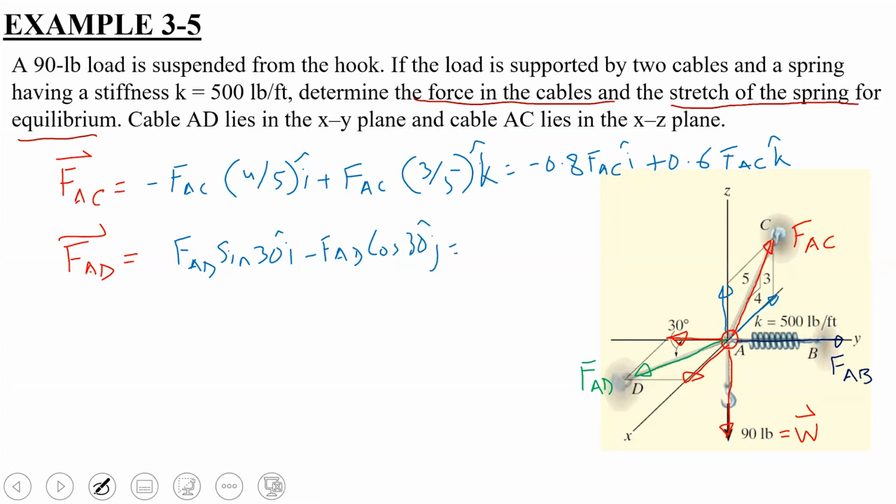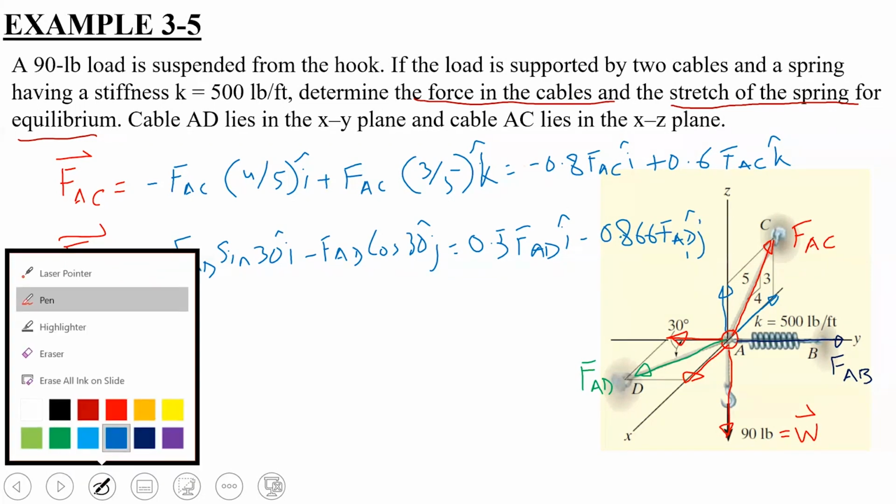ठीक है. तो आप जब sin 30 और cos 30 की वैल्यूज डालेंगे, it would come out to be 0.5 FAD i minus 0.866 FAD j. आई होप कि इन दोनों फोर्सेस की कार्टेशियन नोटेशन तमाम लोगों को क्लियर है. कोई क्वेश्चन जो आप कार्टेशियन नोटेशन के हवाले से करना चाहें?